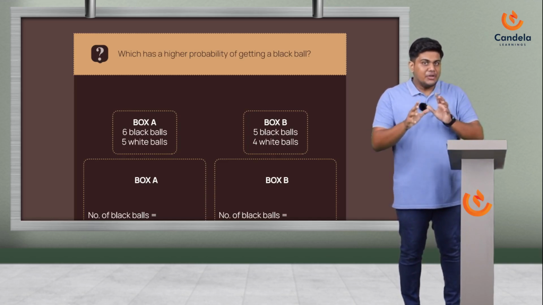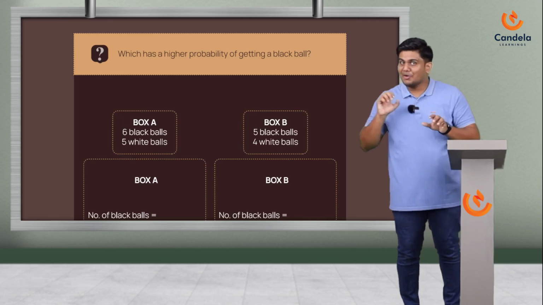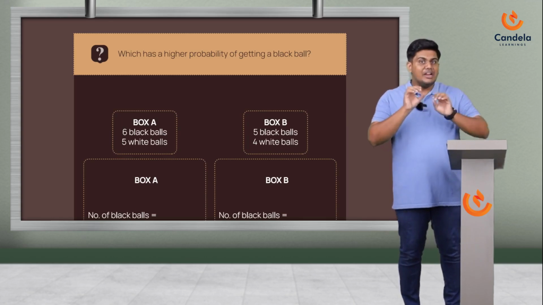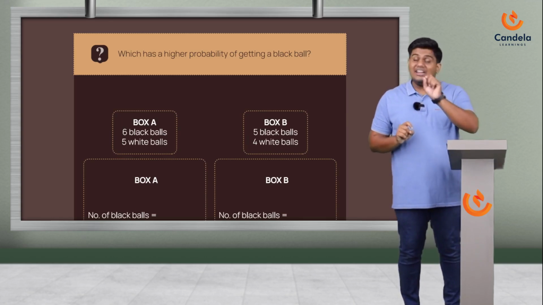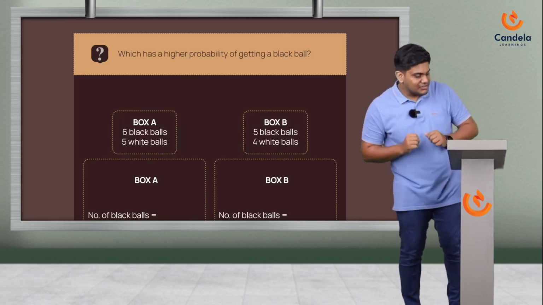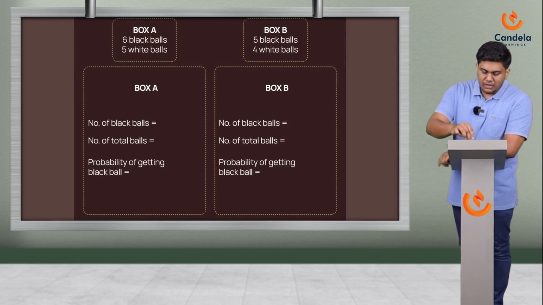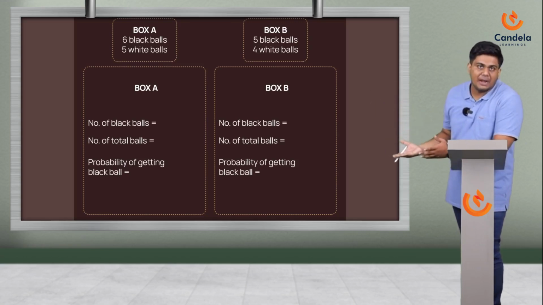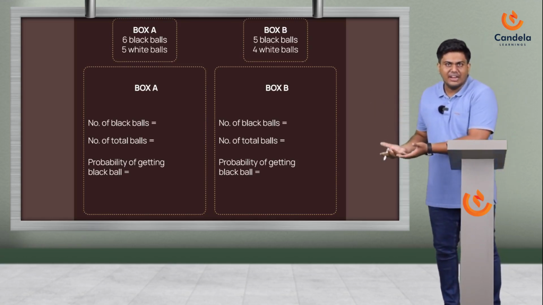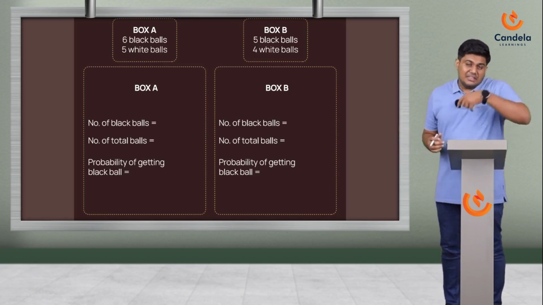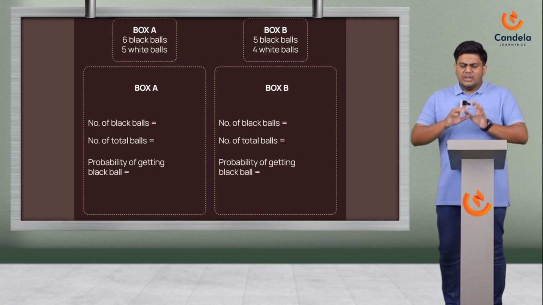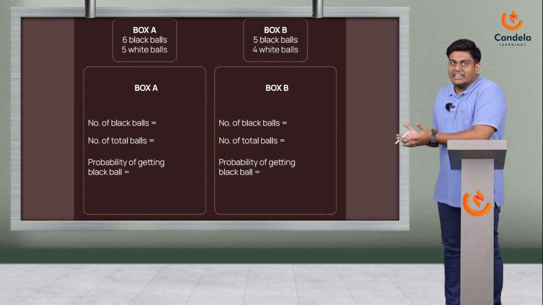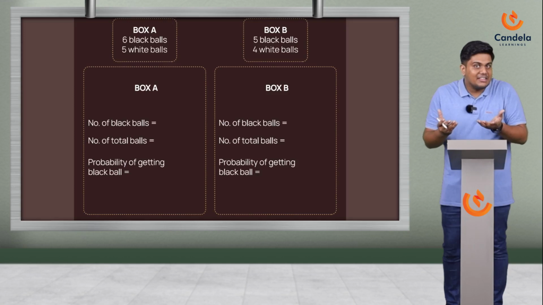Alright, were you able to guess? Did you pick box A or box B? Well, I'm not going to tell you the answer, but I'm going to do a little mathematics to help you understand how to actually solve this question. One easy way of thinking of this is, box A has 6 black balls, so obviously it should be box A, right? At the same time, box B has only 5 black balls, but the total number of balls is only 9. So, the chances are maybe higher there.